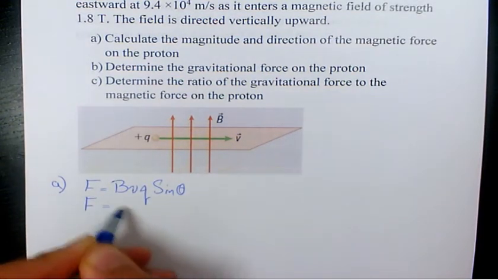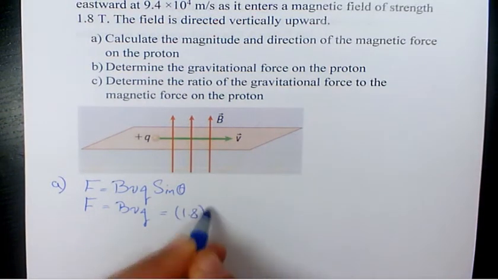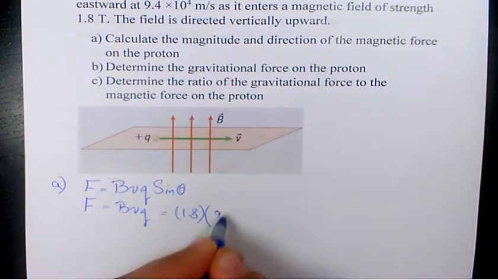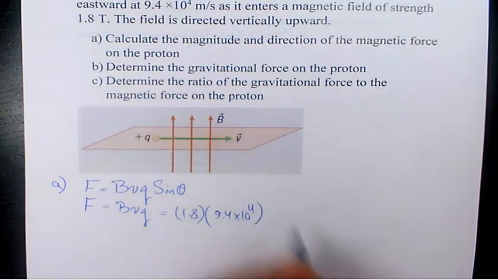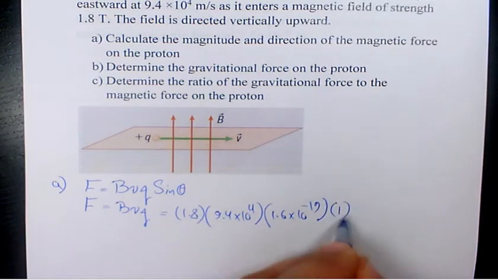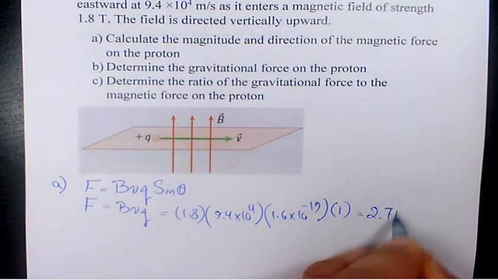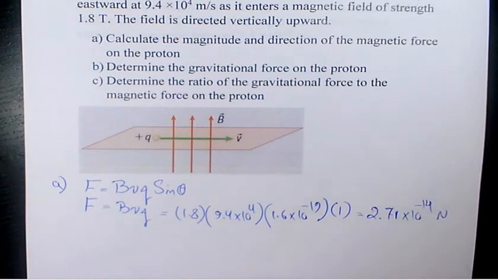So F equals BVQ in this case. B is the given magnetic field strength, 1.8 Tesla. V is the given velocity, 9.4 times 10 to the power 4, and the charge for a proton is 1.6 times 10 to the power of negative 19. Sine theta is 1. So we have 1.8 times 9.4 times 10 to the power of 4 times 1.6 times 10 to the power of negative 19. That's going to give me 2.71 times 10 to the power of negative 14 Newton.